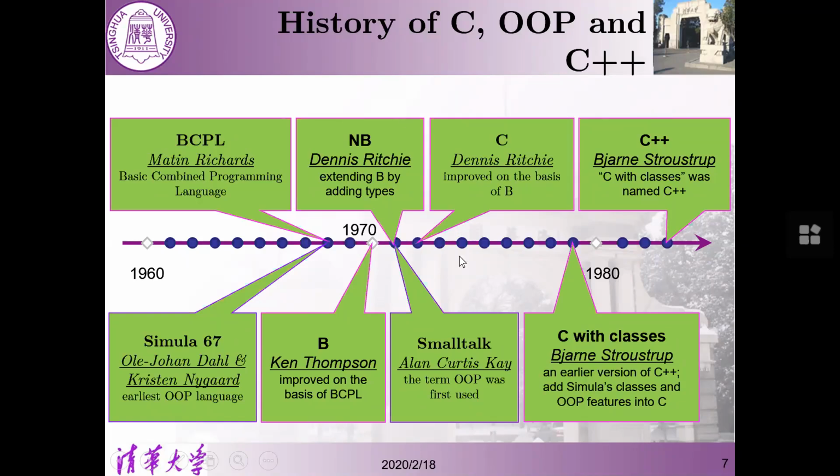And then in 1979, there is a language called C with classes. Actually, this John Stroop invented this C with classes.